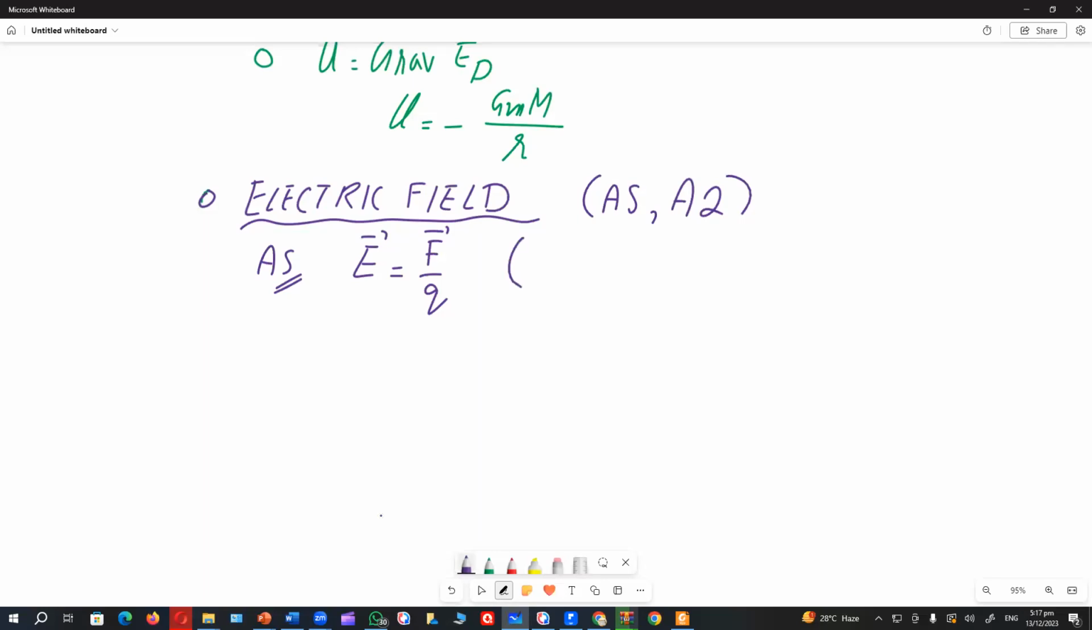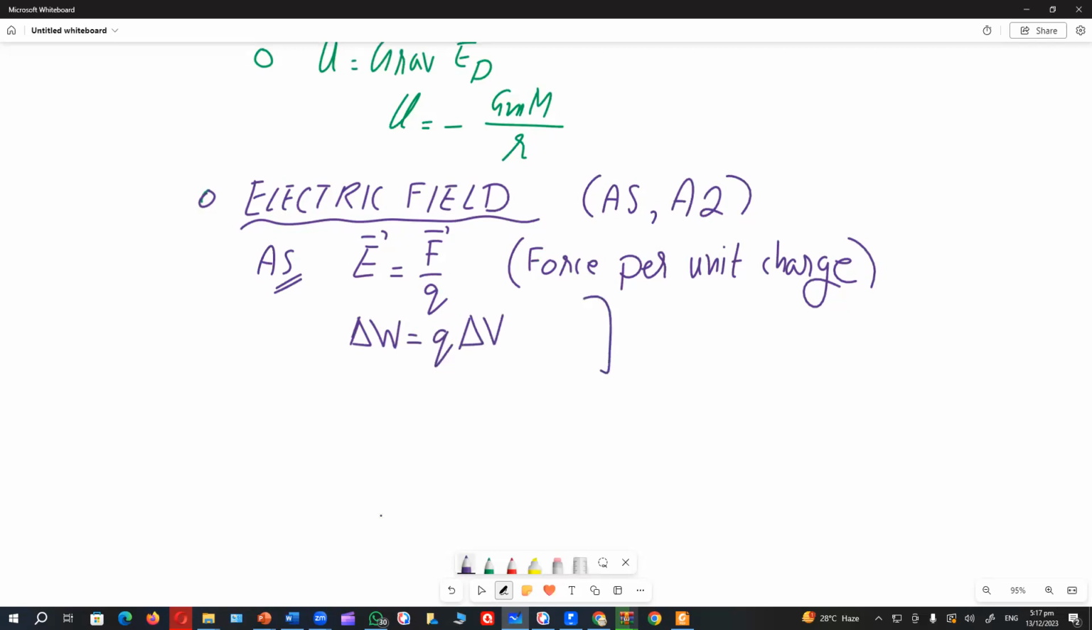And how we define electric field strength, it is the force per unit charge. This is an important formula. Then delta W is equal to Q delta V.